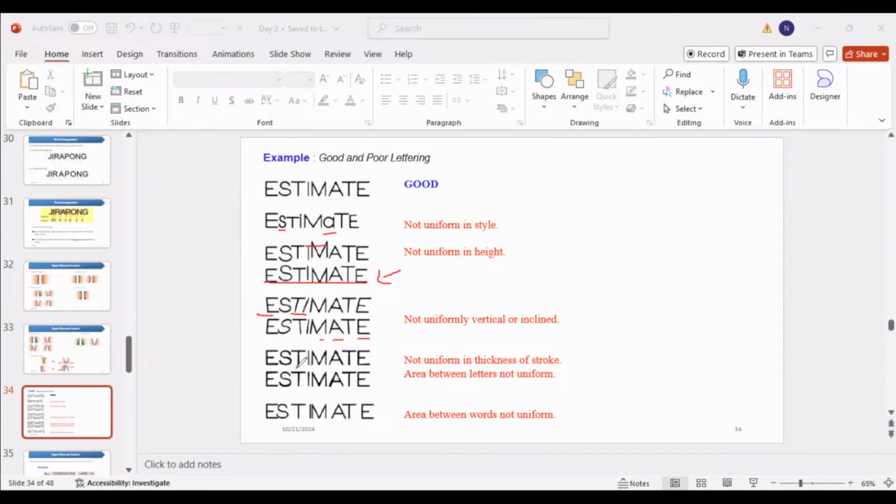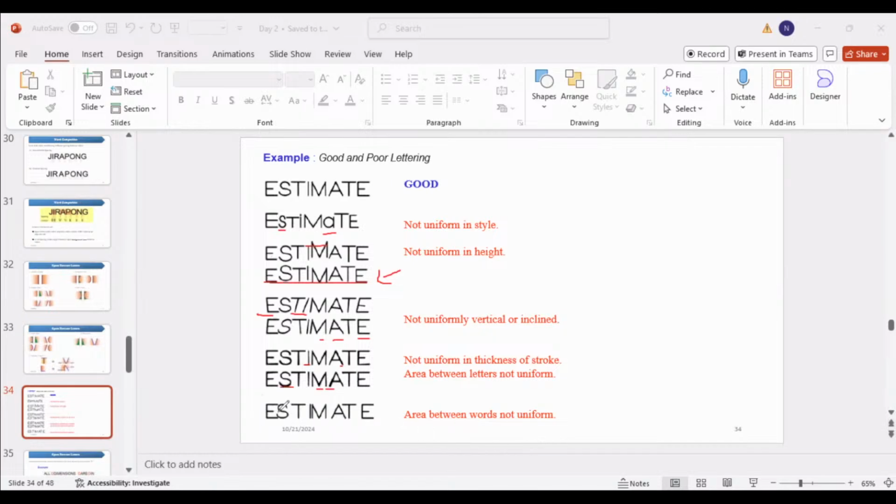In the next example, you can see that some lines are bolder than the other lines, right? Some are thinner. In some places the thickness is greater, at the M, at the S, and below. So it is not uniform in thickness of stroke. And the area between the letters is not uniform. Between I and M it is cramped. So this is not a good lettering.